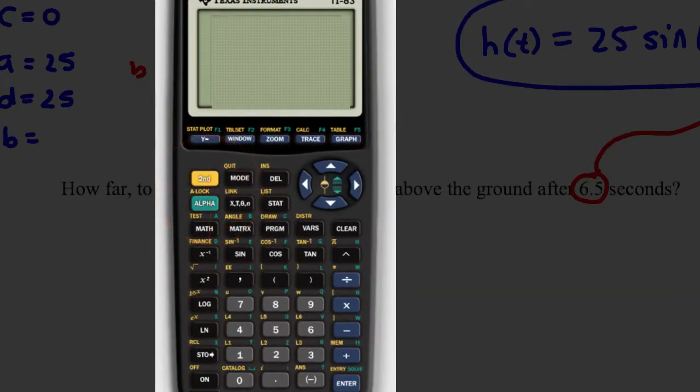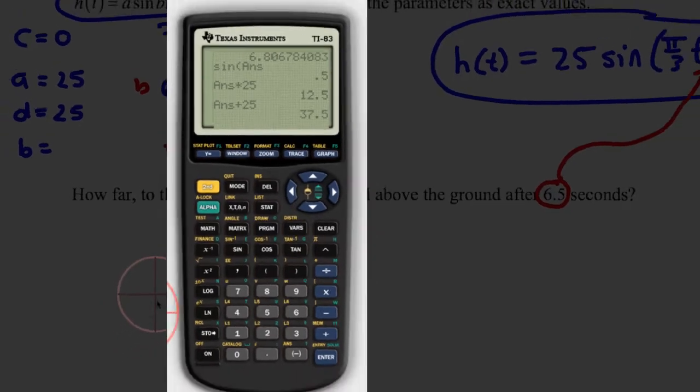So I'm going to start by going pi divided by 3, and then I'm going to multiply that by 6.5. Then I'm going to take the sine value of that, so I'm going to go sine and then answer. So that's second, this one, that gives me the sine value of whatever my last answer was. It's 0.5, oh very nice. Now I'm going to multiply by the 25, and then add 25. And I get my answer is 37.5 centimeters.